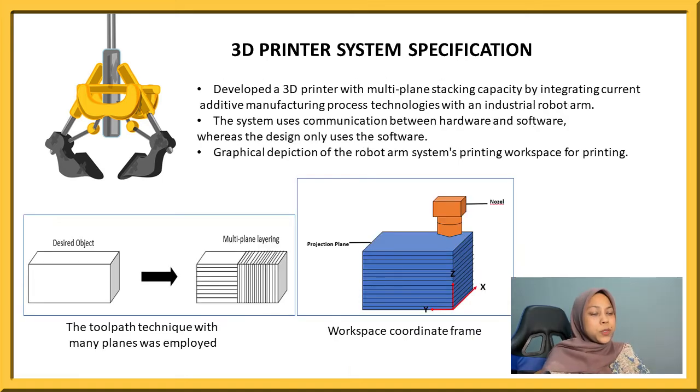Now I will explain the 3D printer system specifications. As I said just now, we are using FDM. How it works is that the feeder feeds the plastic, which is PLA, it will heat the plastic, and then it will build one structure. For example, the toolpath technique with many planes was employed. This 3D printer is actually a combination of hardware and software.